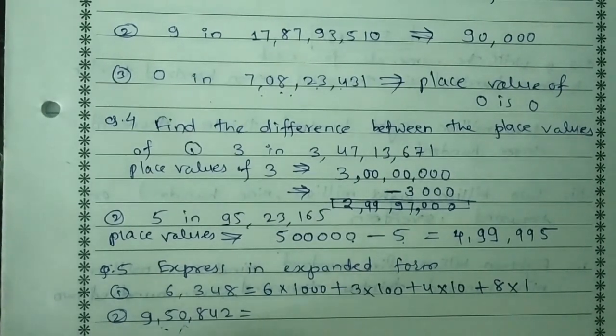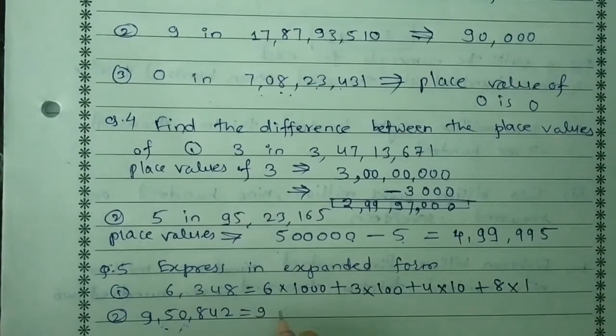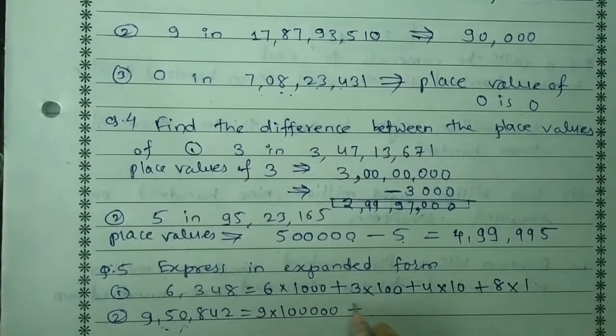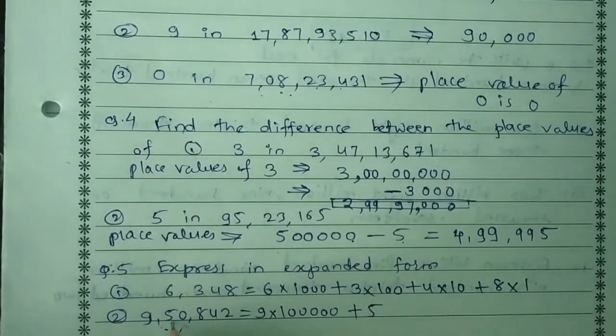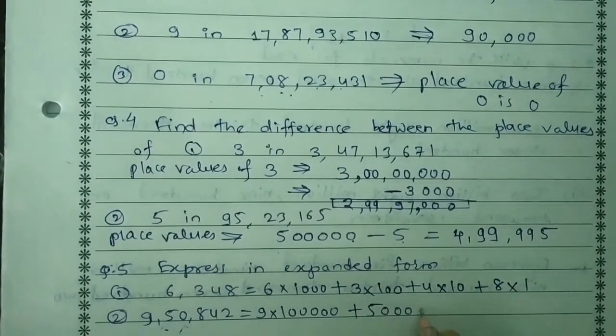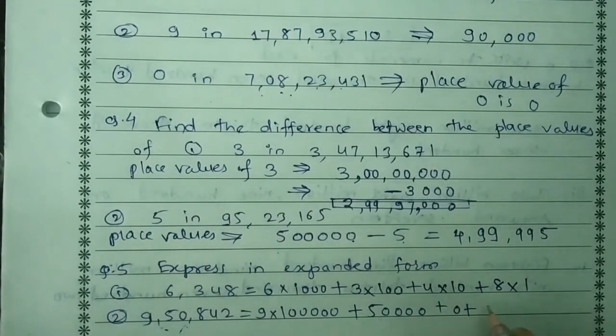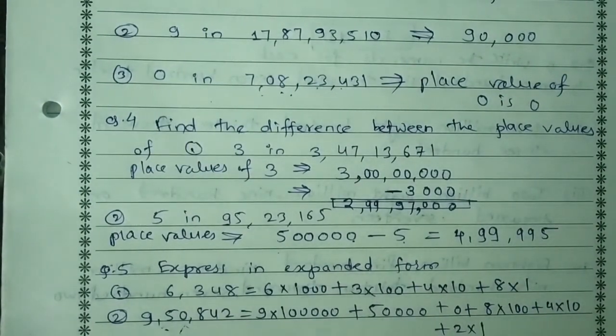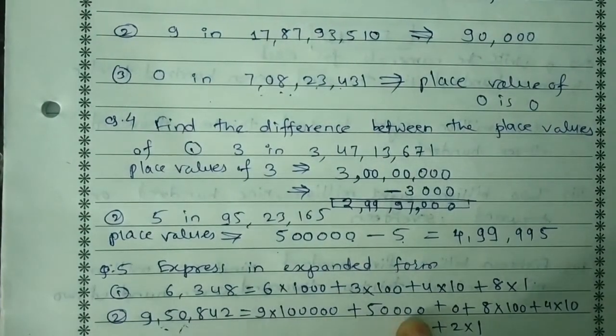Then we have 9,50,842. Okay, so we'll write down 9 lakhs. Then 50 is at the 1000 place. Then 0 is 0. Then you have 800 plus 42. So in this way you can write them in expanded form.